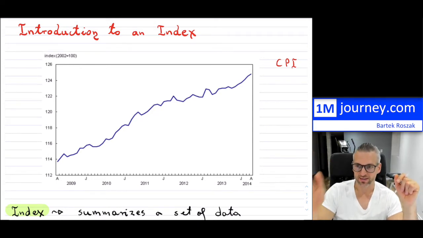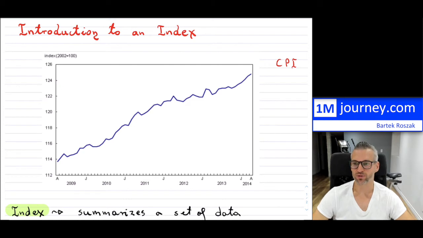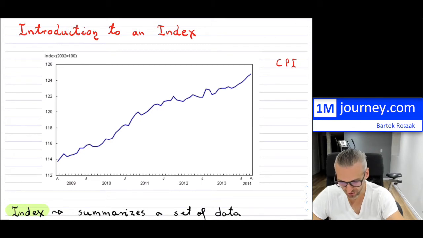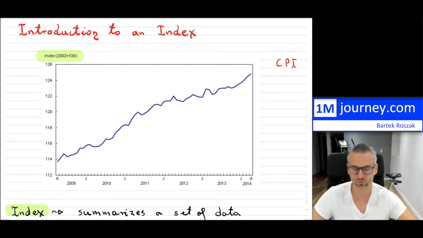On the y-axis, it looks like there's just some numbers, but you might think, I don't really know what that represents. So what are these numbers for? I'll try to explain that in just a moment. Now, the index is actually referenced back to the year of 2002, where it says that it was set at 100. So it's kind of like a reference point, or a base, or a starting point that we can compare to. And that's exactly what an index does. It tries to show you a comparison.